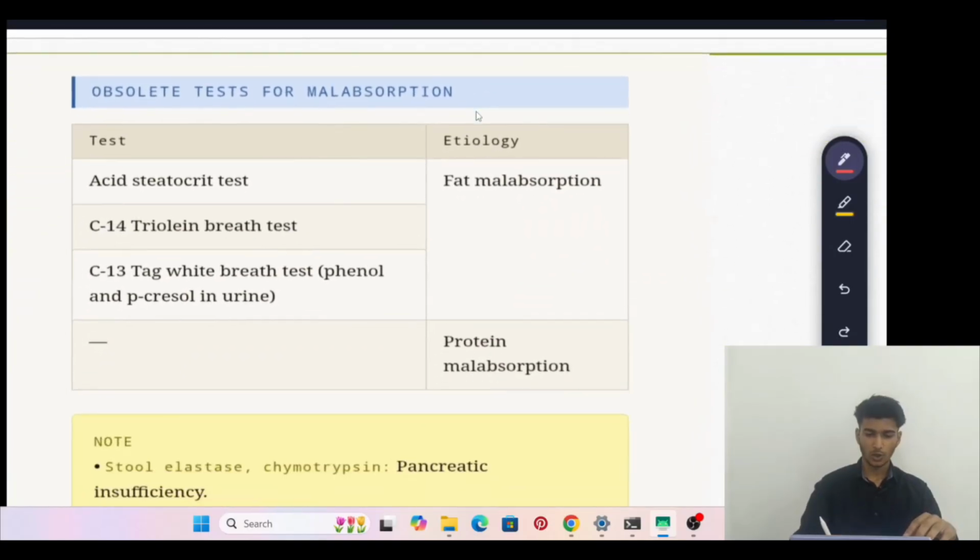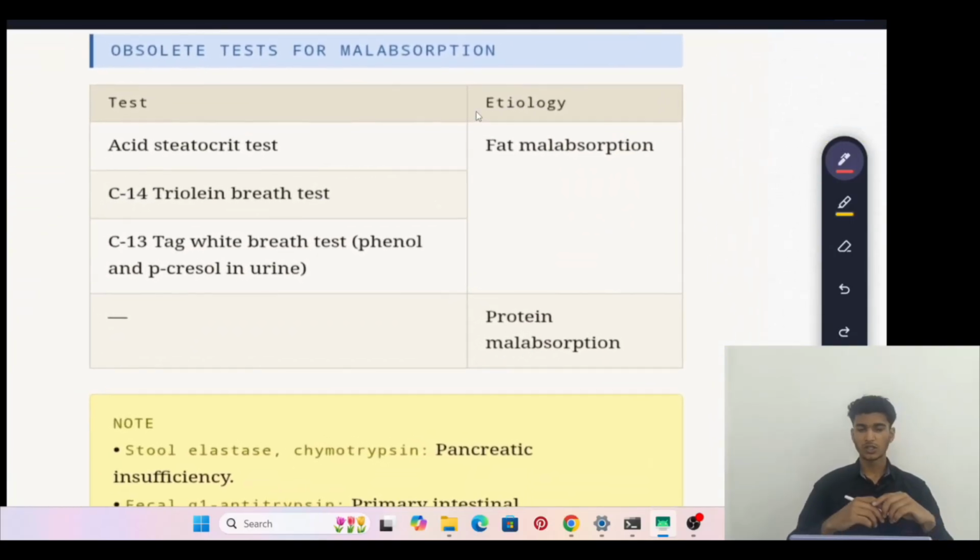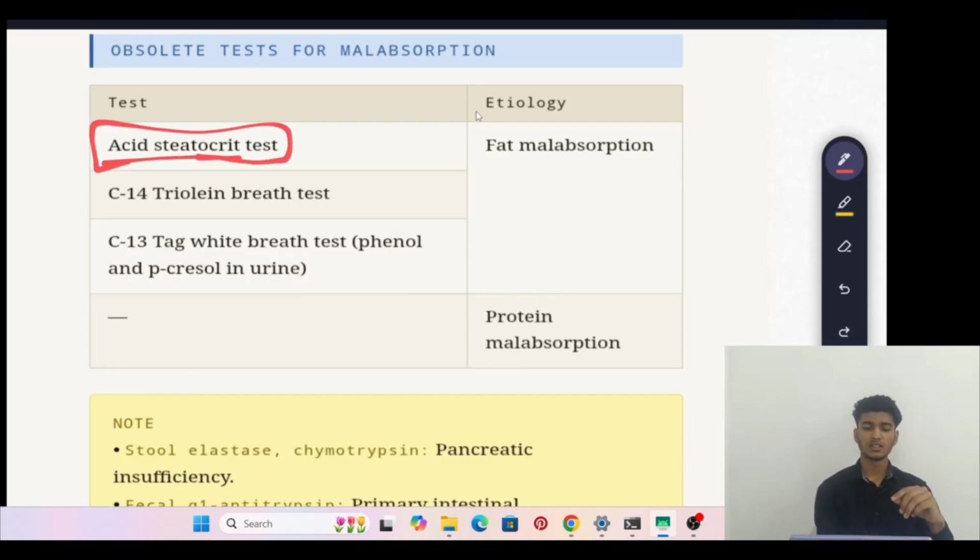Now, obsolete tests for malabsorption. Obsolete tests means that these tests are now irrelevant. They are not used. The acid steatocrit test: what is happening in this test? This is just a copy of that fecal fat test, the 72-hour fecal fat test. It is just a copy.